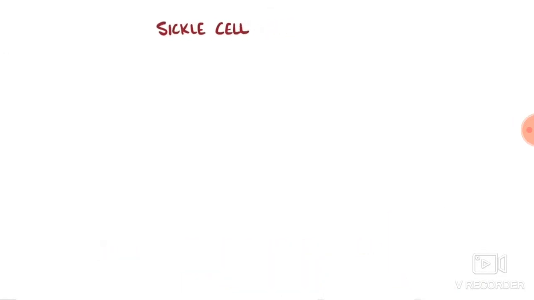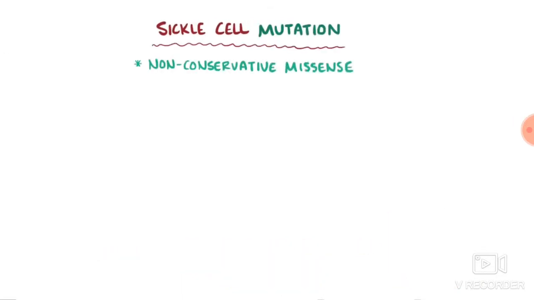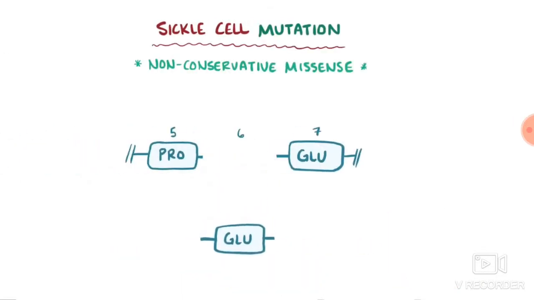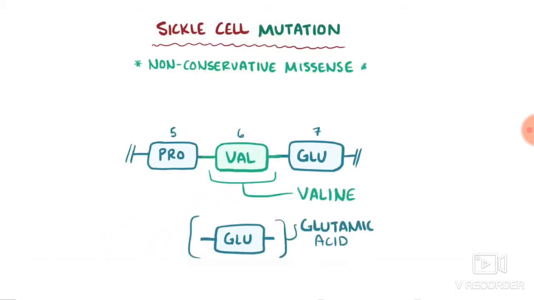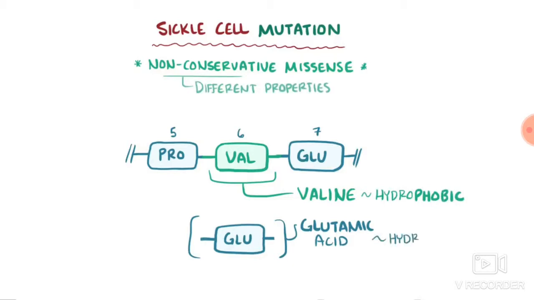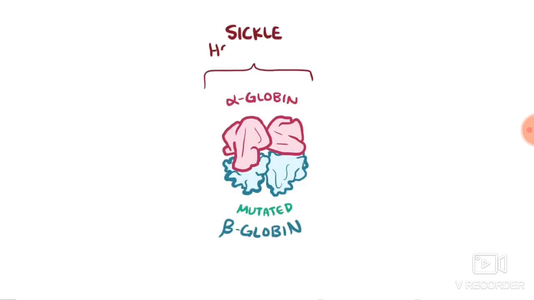Almost always, the sickle cell mutation is a non-conservative missense mutation that results in the sixth amino acid of beta-globin being valine instead of glutamic acid. A non-conservative substitution means that the new amino acid, valine, which is hydrophobic, has different properties than the one it replaced, glutamic acid, which is hydrophilic. A hemoglobin tetramer with 2 alpha-globin and 2 mutated beta-globin proteins is called sickle hemoglobin, or HbS.